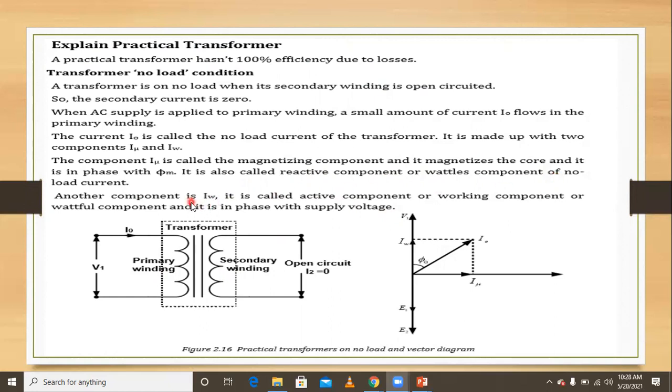Understood? Another component is called IW. This is called the active component, working component or wattful component, and it is in phase with the supply voltage. Because of these losses, the transformer primary winding has some resistance, so the losses are because of winding resistance. Across a resistor, voltage and current are both in phase. That's why the wattful component and the voltage are in phase. The wattless component, the reactive power component, is in phase with the magnetic flux.